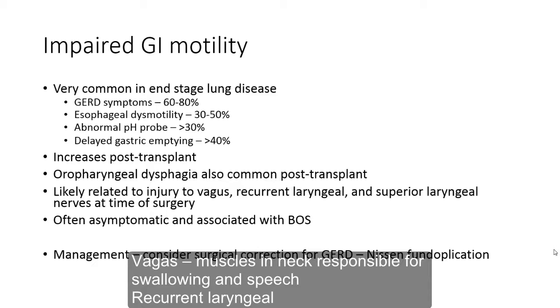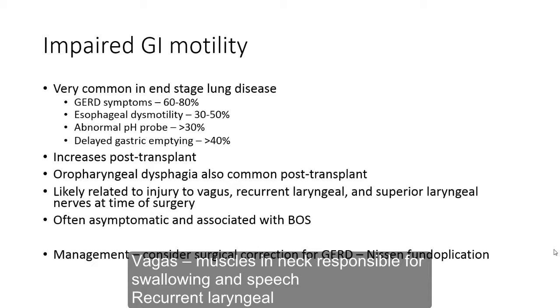Now, as we've realized the high incidence in our end-stage lung patients, we pretty much end up screening everyone with pH probe and manometry these days prior to transplant because they can be completely asymptomatic and have issues. And then this often just increases post-transplant, so it's important to know prior for many reasons.